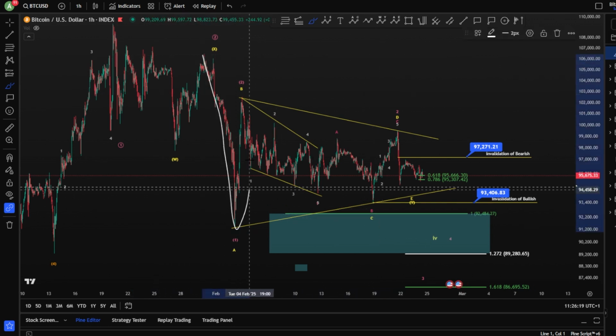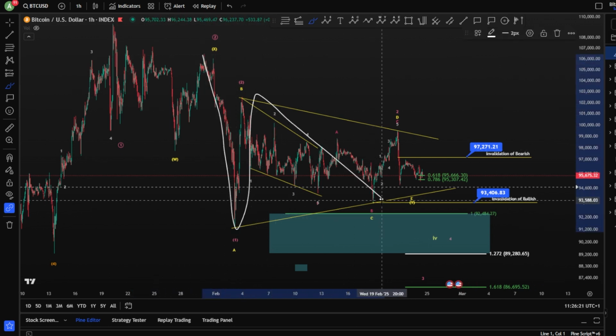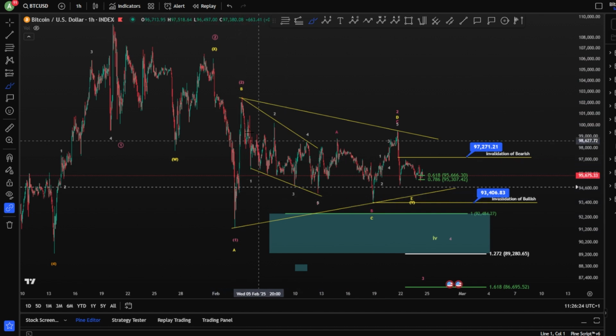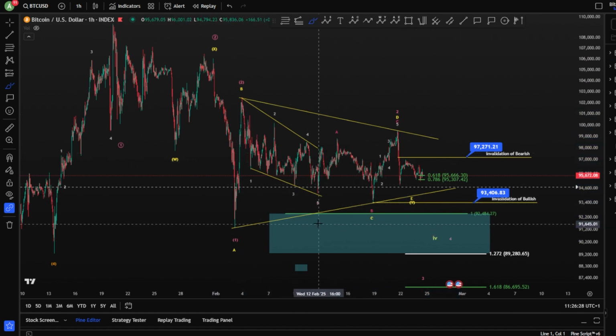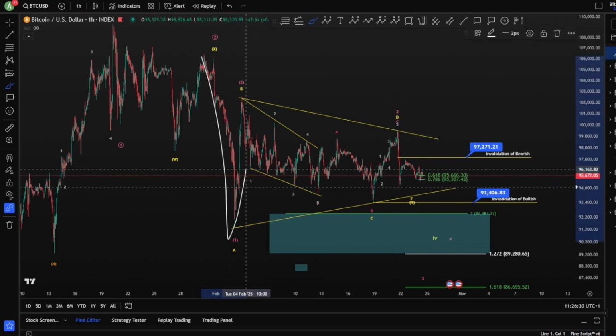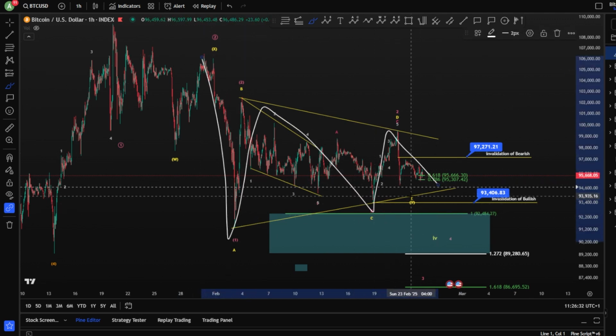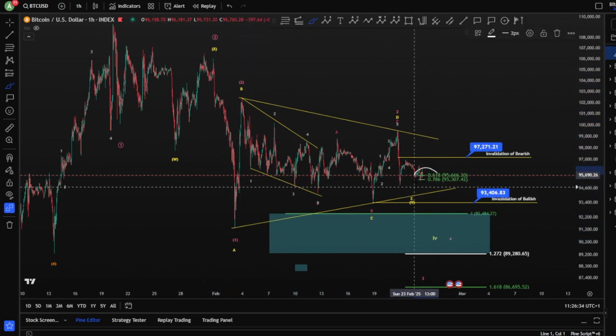Our scenario for an A, B, and a C regular flat finished here is a very, very low possibility. As I mentioned, we need 5 waves toward the downside. This is not a 5 waves correction. This is still in a perfect triangle for a wave E to be finished, and then probably moving toward the upside.